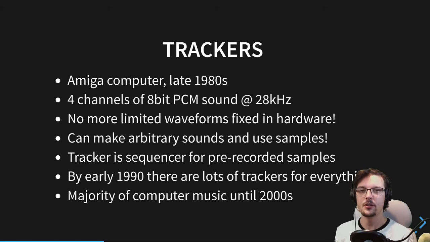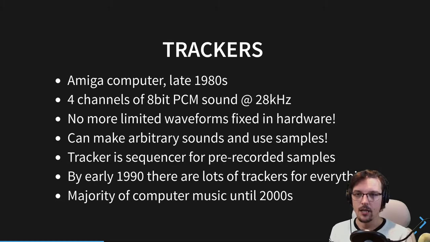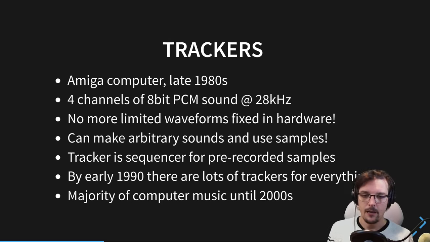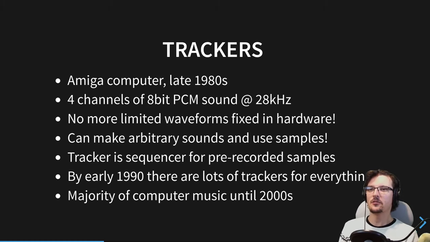Just a couple of years later, there were many trackers on every platform everywhere. And tracker music was the majority of computer music for almost a decade until, in the late 90s, internet and computer speeds allowed compressed music like MP3s to become popular. Decompressing MP3 is computationally hard. It became real time only by the mid-90s on typical home PCs, taking 100% of CPU time.